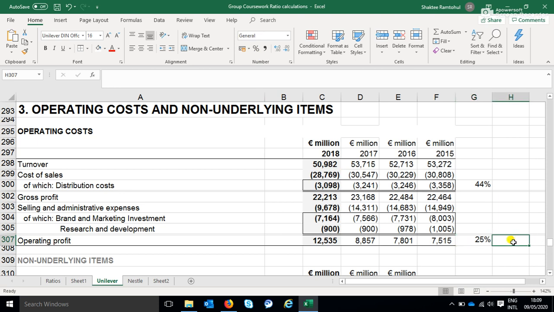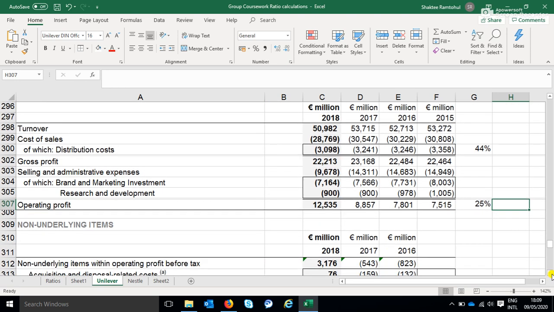that gives us 25%. What does that mean? Again, it means that for every 100 euros of sales, my operating profit is 25 euros. That's how you interpret it. And of course, you can analyze between the different years and see whether it's gone up or down. But the idea is this: for every 100 euros of sales, Unilever is making 25 euros of operating profit.